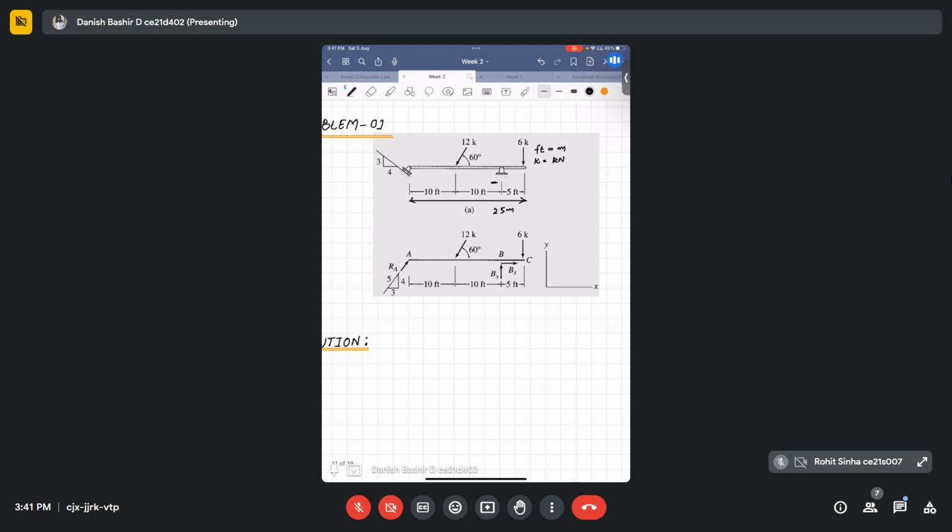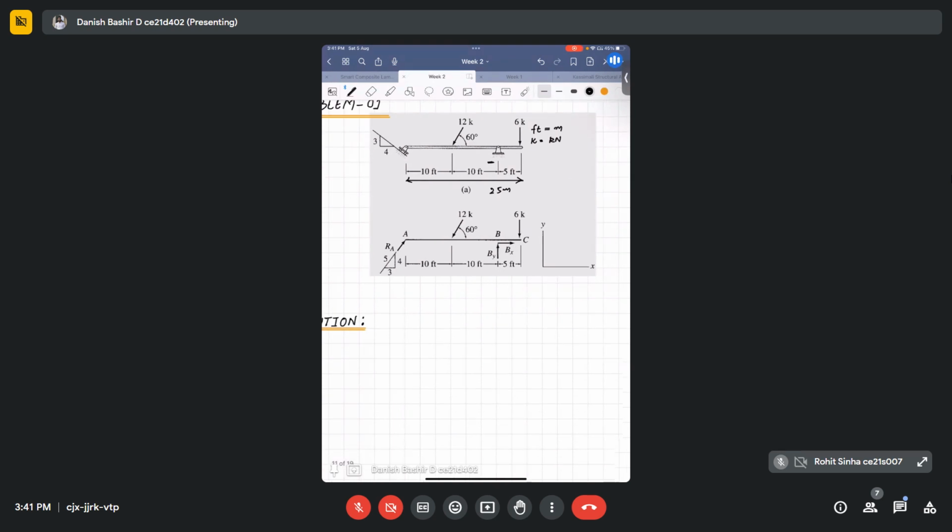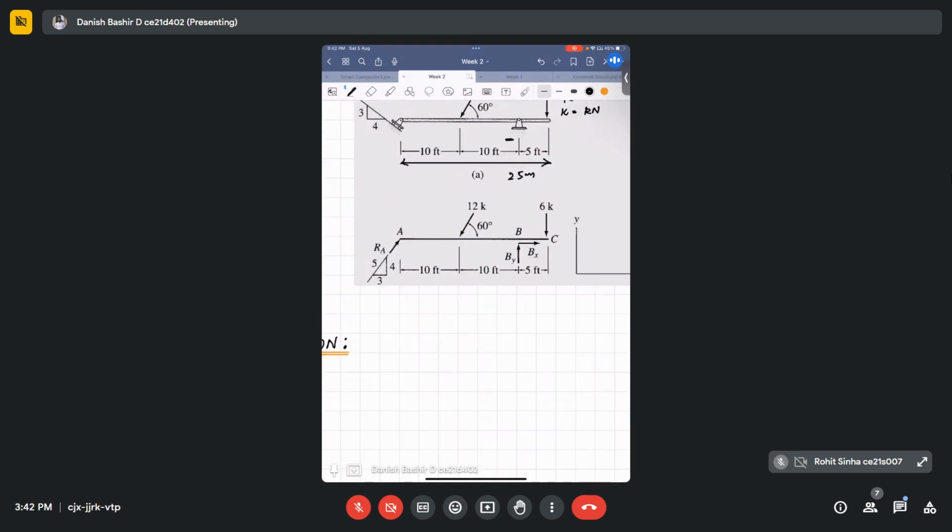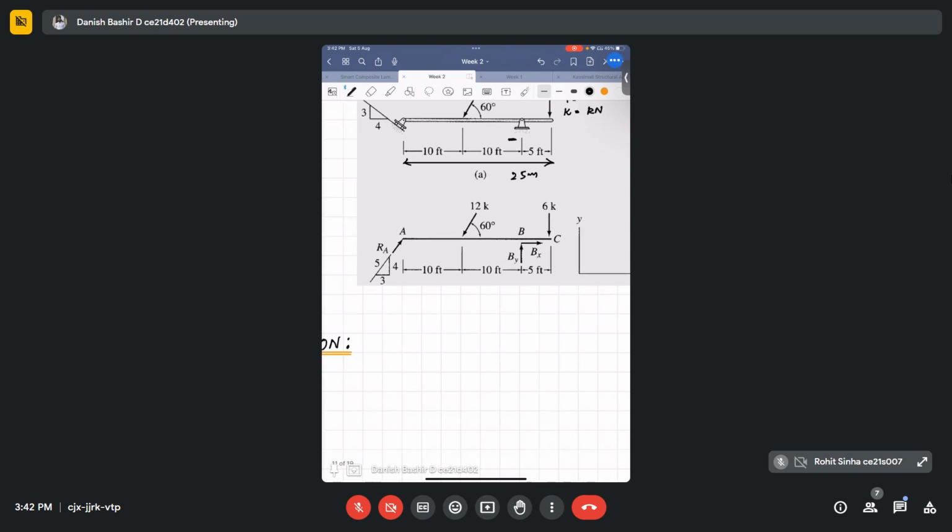One of the steps for solving these types of problems, the first and foremost thing, is that you have to detach the structure from its supports and draw the free body diagram. That's one of the basic principles in solving problems in structural mechanics. Here you can see that the supports have been removed and replaced by reaction forces. This is a roller support here, and this is a hinge here.